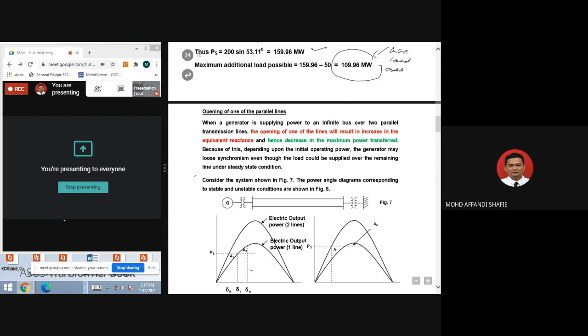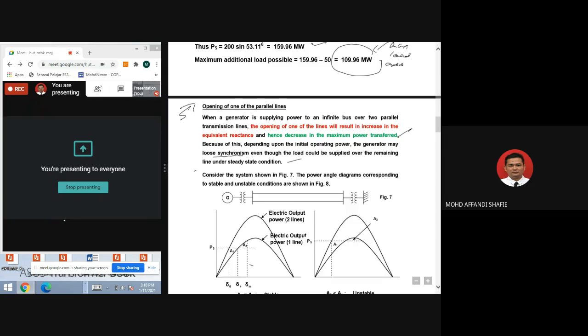Okay, so about this case, opening of one of the parallel lines. When a generator is supplying power to an infinite bus over two parallel transmission lines, the opening of one of the lines will result in an increase in the equivalent reactance and hence a decrease in the maximum power transfer. So because of this, depending upon the initial operating power, the generator may lose synchronism even though the load could be supplied over the remaining line under steady state condition.